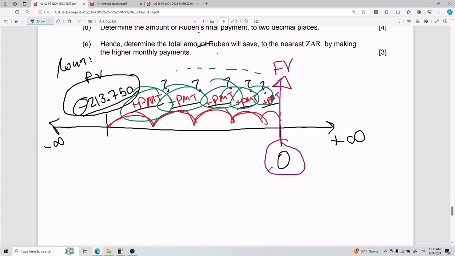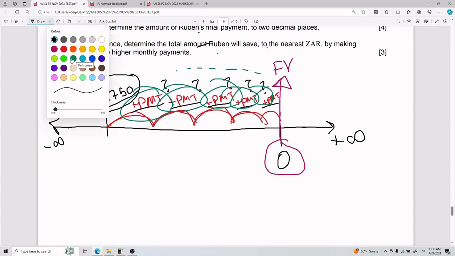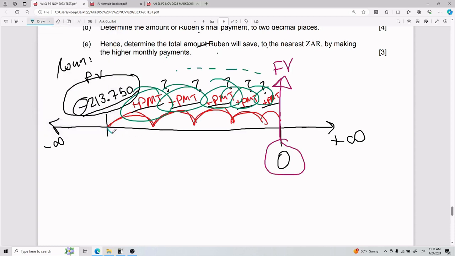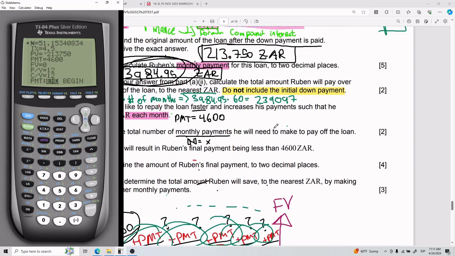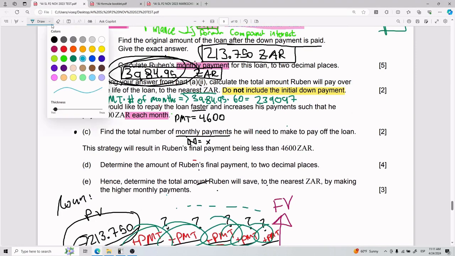So really, it's like the same diagram that I drew here, just that your PMTs are going to be a little bit faster. So it should be less PMTs in order to reach an FV of 0. So it's a stronger PMT, okay? And that means that big N changed. So you plug everything in. K is still 12. So these are still 12. You solve for N. Alpha enter to hit solve. Big N is that.